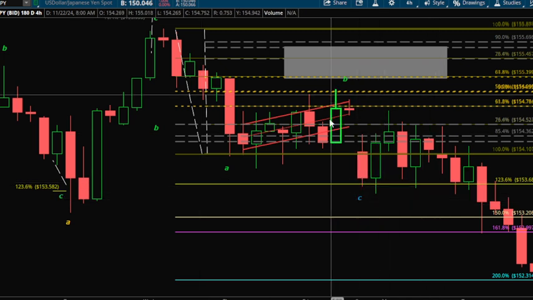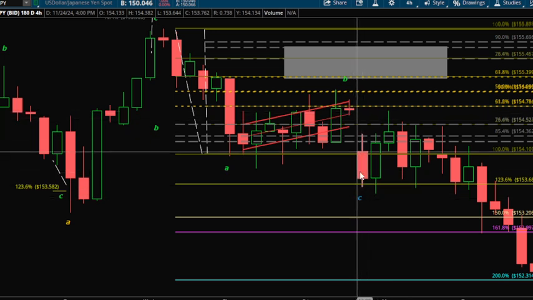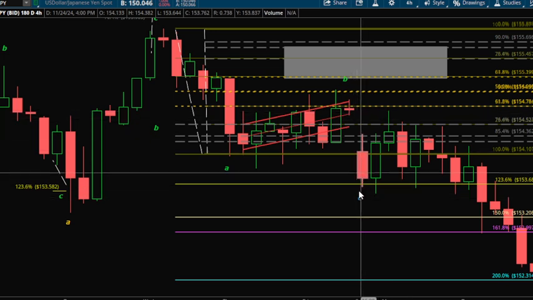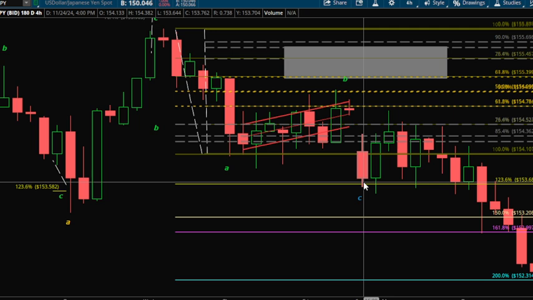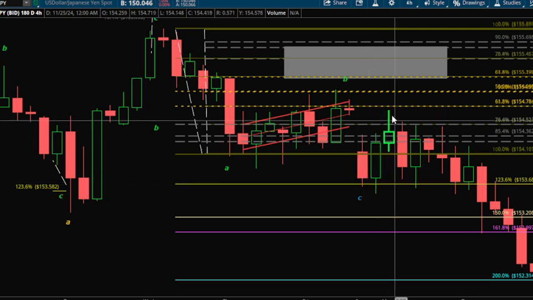Now, this is what I was saying earlier. The move didn't look complete. So I would have just taken profit here a little bit. I wouldn't have closed the position. I would have added to it.